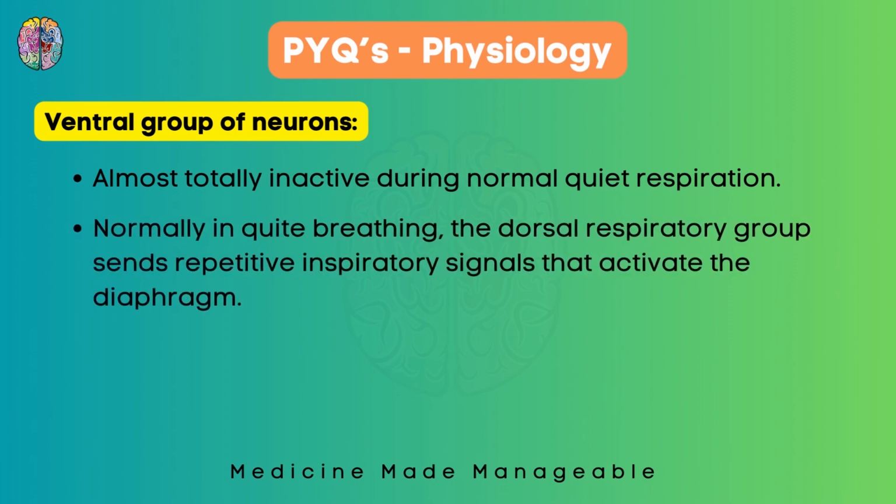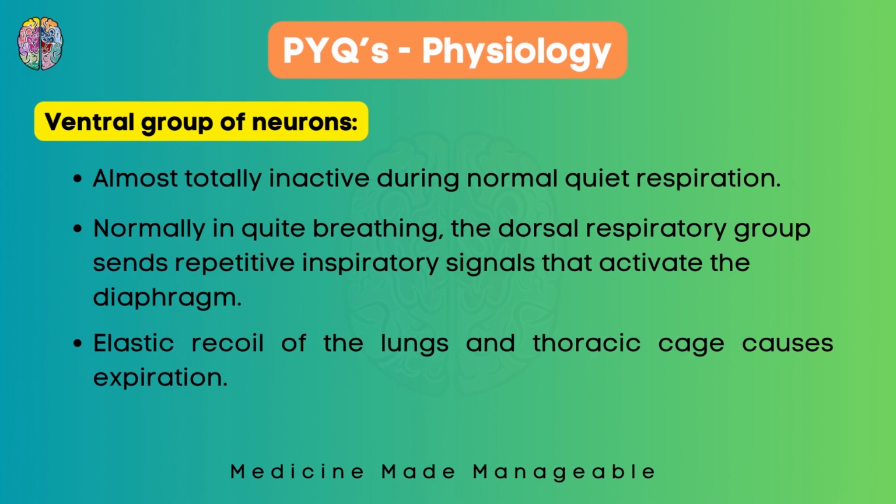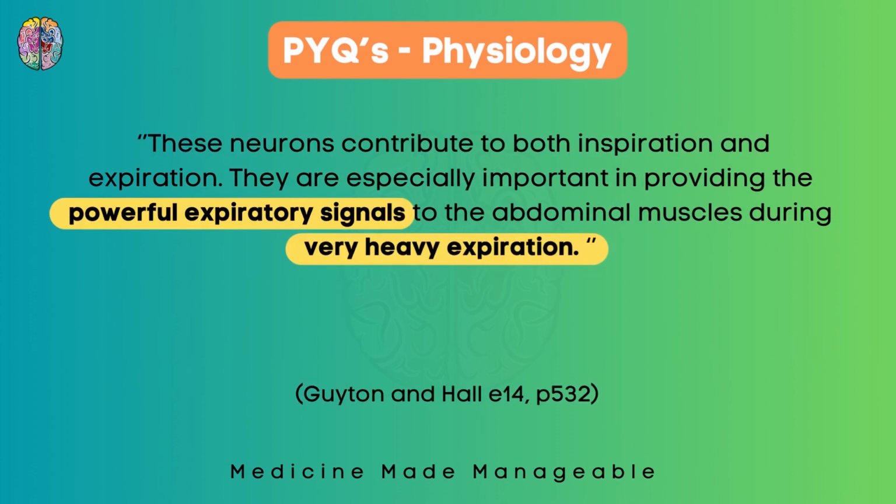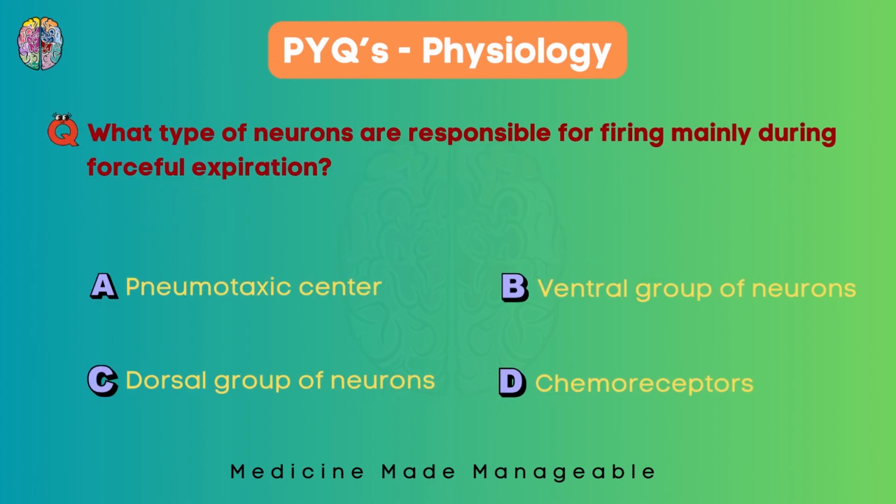And in normal quiet breathing, the dorsal respiratory group sends repetitive inspiratory signals that activate the diaphragm. And because the lungs have the ability to recoil, this elastic recoil of the lungs and thoracic cage causes the expiration. So this is what normally happens. These are neurons which can contribute to the inspiration and expiration, both of them. But their most important function is to provide powerful expiratory signals to the abdominal muscles during very heavy expiration. So if we go back to the question, it was being asked the neurons which are responsible for firing mainly during forceful expiration. And so our correct option is option B.